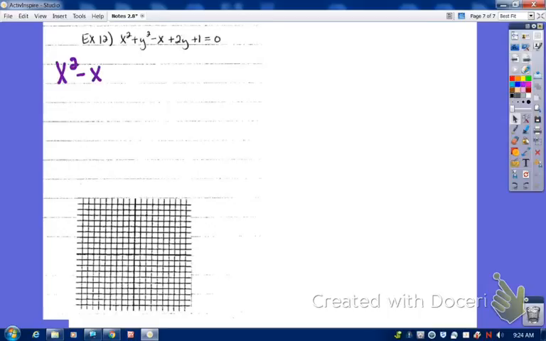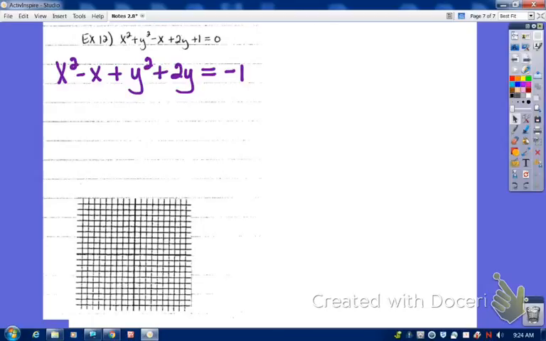X squared minus x plus y squared plus 2y. Red rubber, send the constant right over, and once it moves over to the right-hand side, it becomes negative. Now, I chose this one, made this one a little bit harder. Who can tell me why it's a little bit harder? Because when you complete the square with your x's, you're going to end up with a fraction.